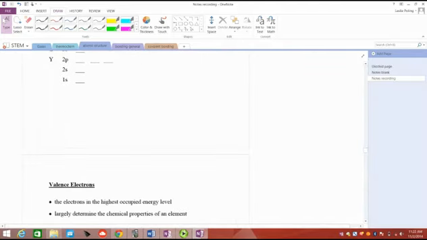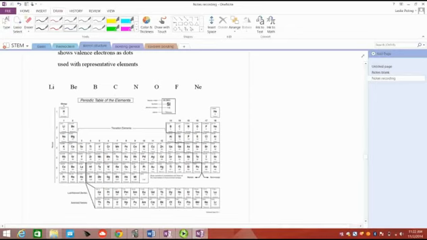Now let's jump to a periodic table. Our principal quantum number corresponds to the period or the row on the periodic table. Our L's, and those sublevel designations S, P, D, and F, correspond to regions on the periodic table.